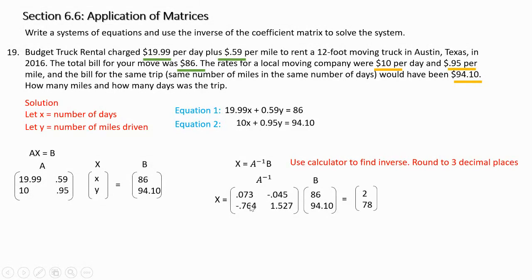So the answer will be 2 and 78. How do we get that? I multiplied 0.073 times 86, and then you add it to negative 0.045 times 94.10, and it's going to give us 2. In a similar manner, I multiplied negative 0.764 times 86, then you add it to 1.527 times 94.10. It's going to give us 78, which means x is days and y is miles. So the trip was 2 days long and 78 miles. That's your result.